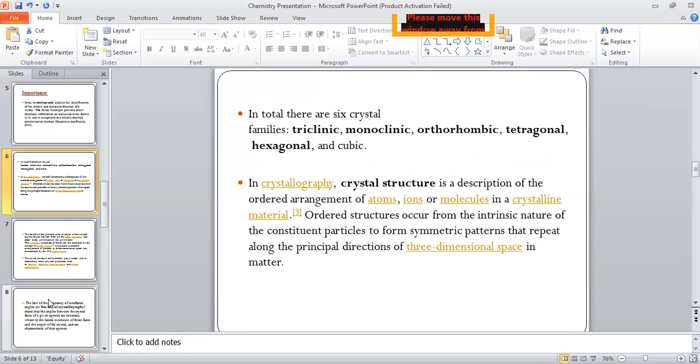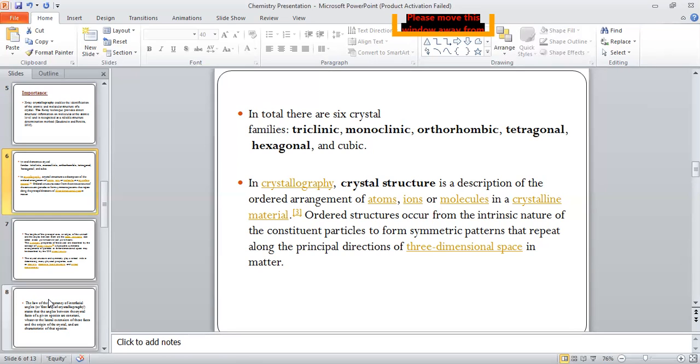In crystallography, crystal structure is a description of the ordered arrangement of atoms, ions, or molecules in a crystal material. Ordered structures occur from the intrinsic nature of the constituent particles to form symmetric patterns that repeat along the principal directions of three-dimensional space in matter. The atoms, ions, and molecules are in a good, ordered arrangement.